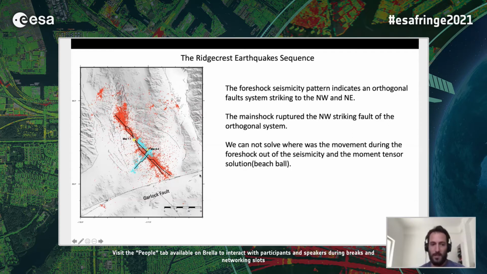And on the left, we can see the seismicity pattern of both the foreshock and the main shock: the foreshock in cyan and the main shock in red. From the seismicity pattern itself, we can say that probably the main shock ruptured mainly or only the northwest-striking fault. But we cannot say, not from the seismicity pattern and not from the moment tensor solution, of course, which one of the faults ruptured during the foreshock because of this nice orthogonal seismicity pattern. And we will try to resolve it with some geodetic slip inversion.